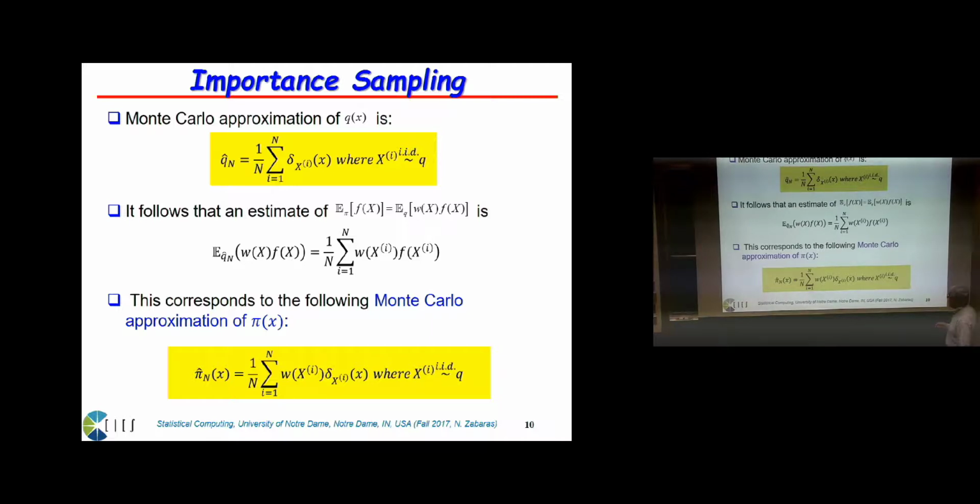Again, the notation is not just notation for nothing. There is a reason we have this notation, right? So the samples come from the proposal distribution, okay? This is the approximation of the original distribution, these delta functions, but all of them have weight corresponding to each particle W of xi. All right?